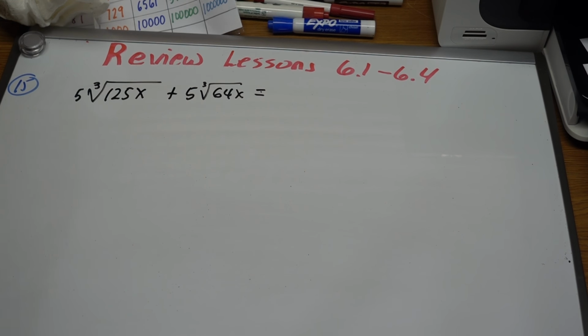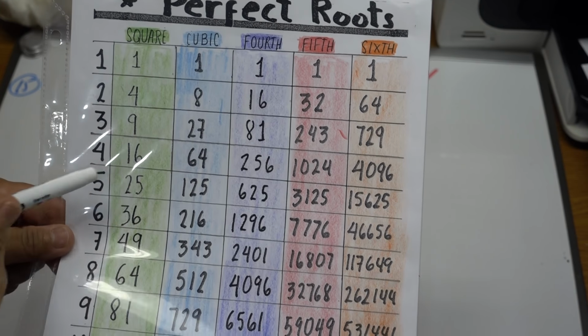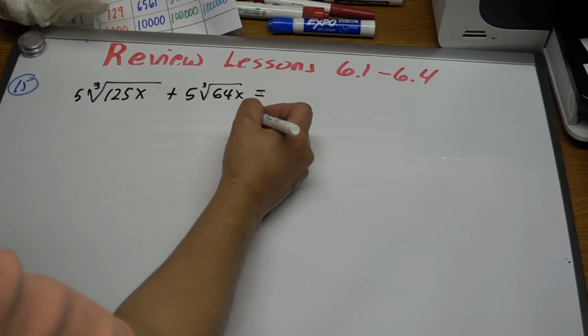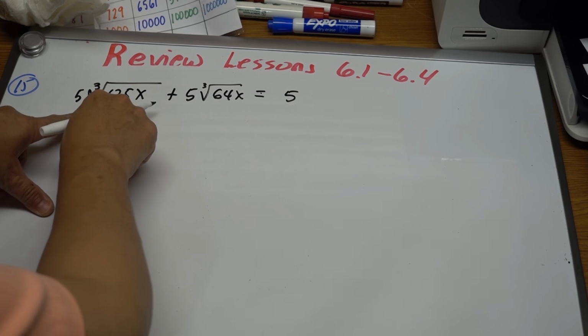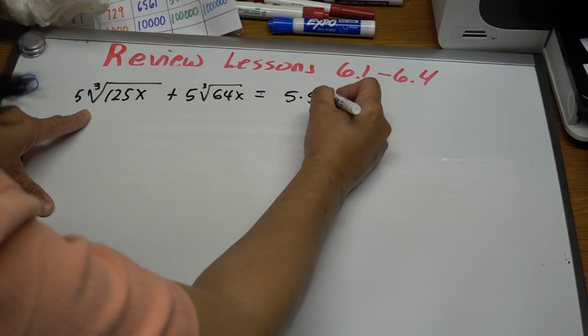This is the last problem from the previous section, where we have to simplify. In order to add or subtract, we have to simplify the radicals first and look for like terms. So, cube roots. Cube root of 125, again, looking in our table, 125 is here. Cube root of 125 is 5, so it's going to go out. It's 5. And cube root of x.